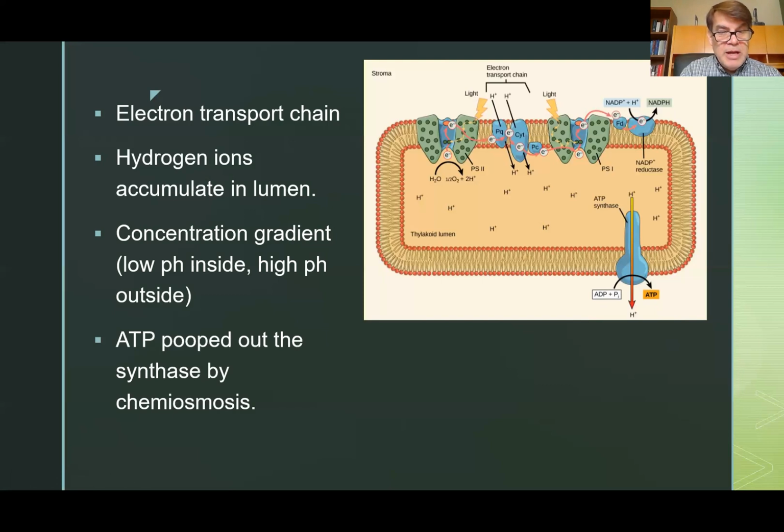Okay, so ATP is pooped out of what's called the ATP synthase. Why is it called a synthase? Because it's synthesizing ATP. And this process is called chemiosmosis.